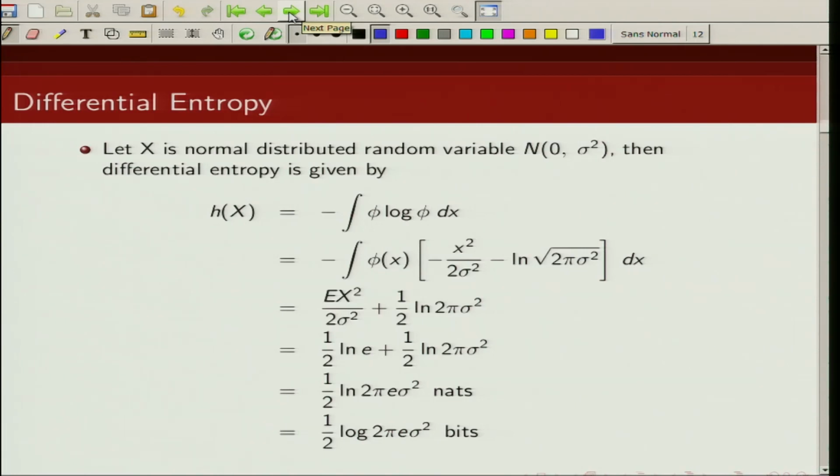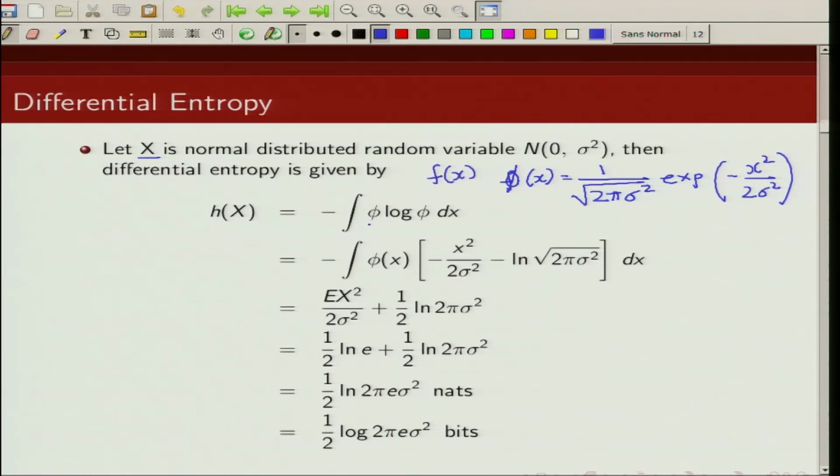Now let us take an example. Let x be a normal distributed random variable. So the density function phi of x is given by 1 over square root of 2 pi sigma square, exponential of minus x square over 2 sigma square. So this is a zero mean, variance sigma square normal distributed random variable whose density function, I can use the term f of x, or I am using here phi of x, is given by this expression.